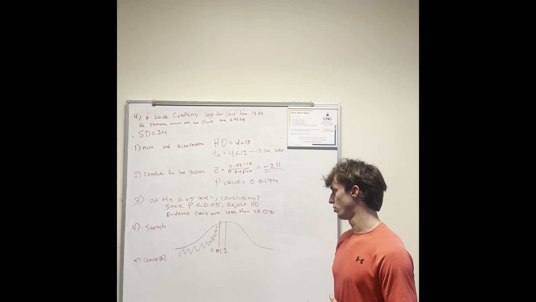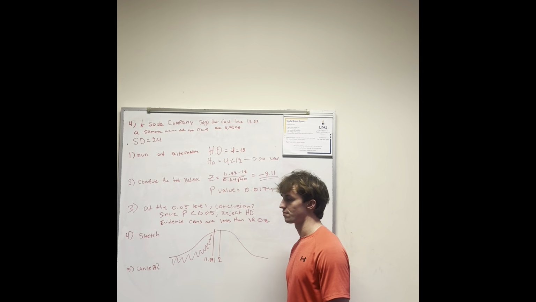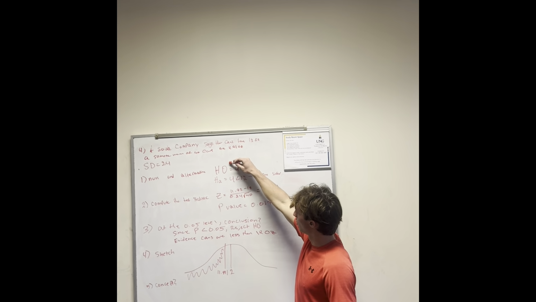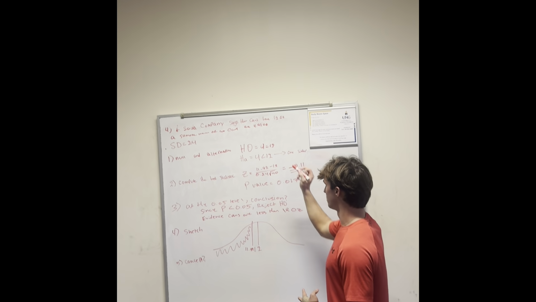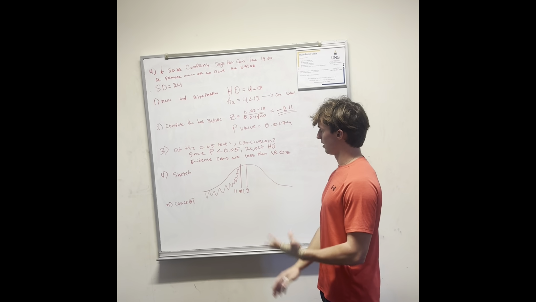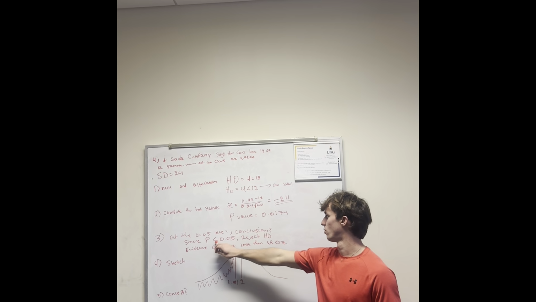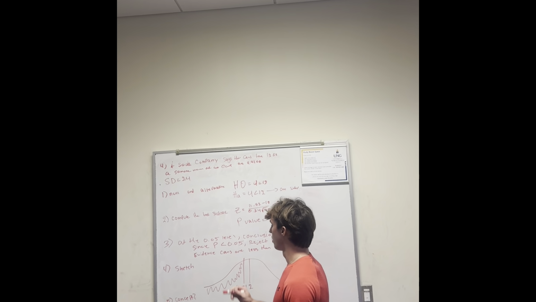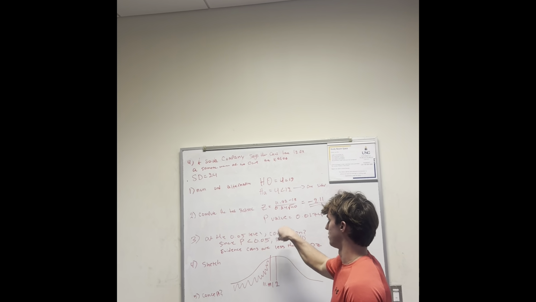So number 3, we have at the 0.05 level, give the conclusion. Since p is less than 0.05, it rejects the null hypothesis. So it's not significant there, it's significant here. There's evidence that the cans are less than 12 ounces because we have this right here, since it's less than 0.05.